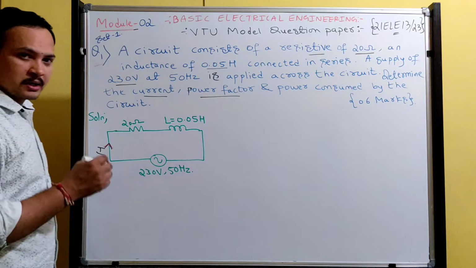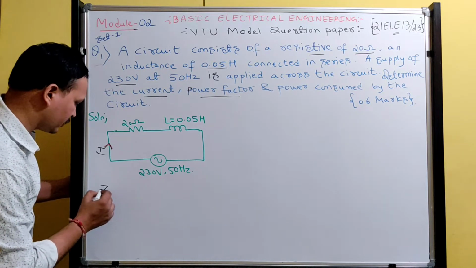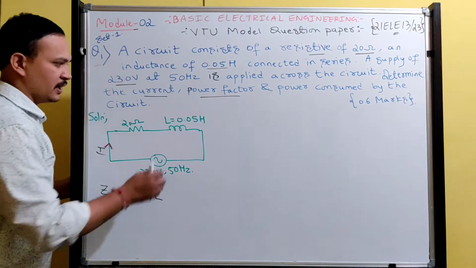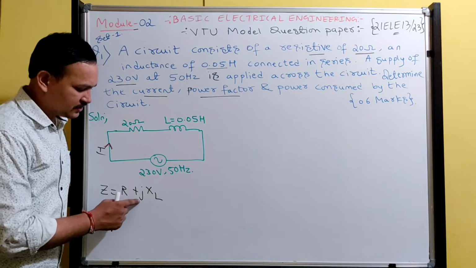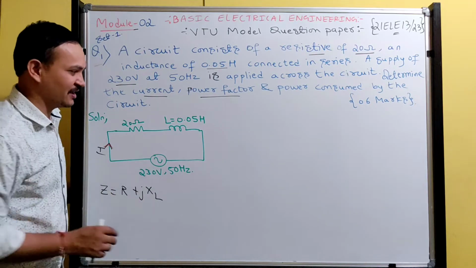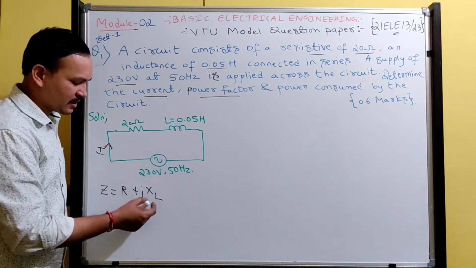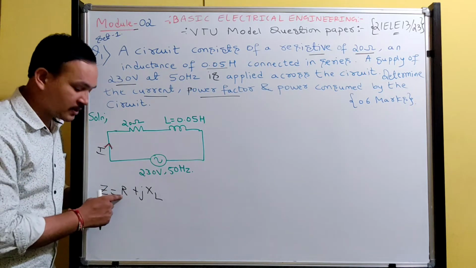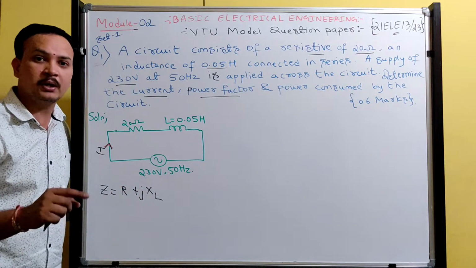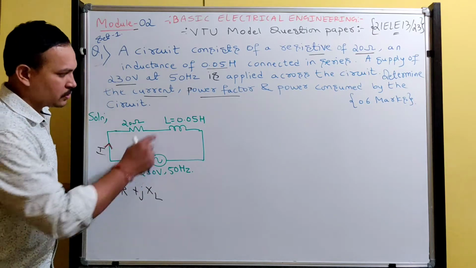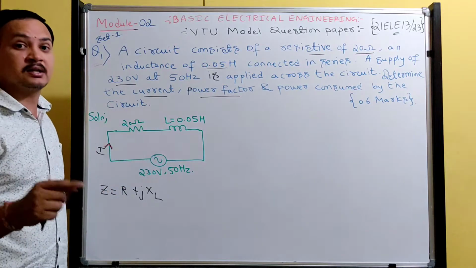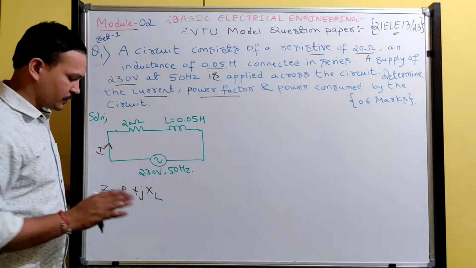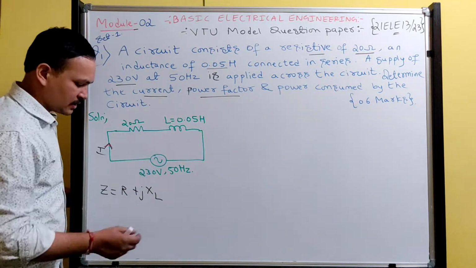For a series RL circuit, impedance is written as R plus j XL. Whenever an inductor is there, you must write plus j. And instead of writing L, you must write inductive reactance, because the unit of impedance is ohm, the unit of resistance is ohm, so the unit of inductive reactance should also be ohm. If you write L, the unit of inductance is Henry, so different units cannot come into the impedance equation. So this is the standard.